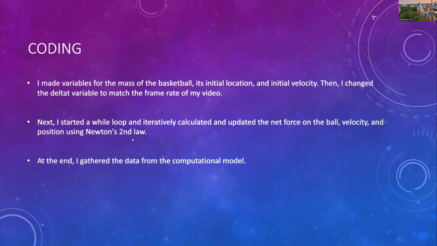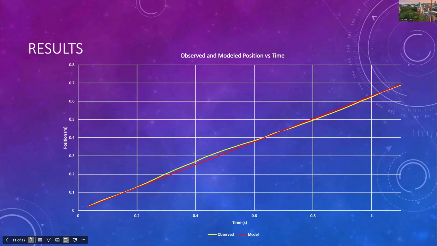I made variables for mass, initial location, and velocity. And then I started a while loop and iteratively calculated and updated the position and velocity of the ball using Newton's second law with a net force of 0. And then I got the data from both of them and made this chart.